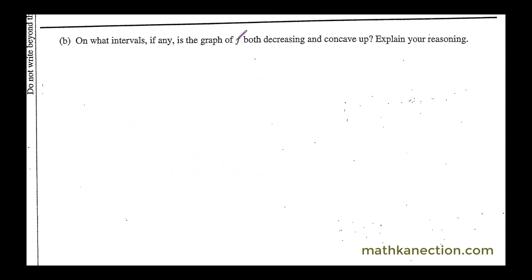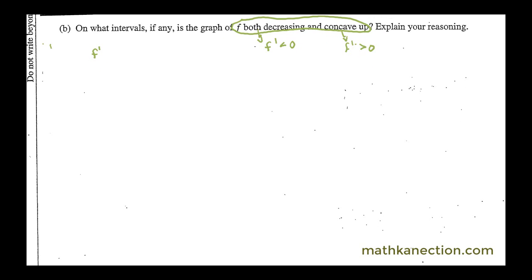In part B, we need to figure out when is f both decreasing and concave up. So f would be decreasing when f prime is going to be negative, and f would be concave up when f double prime is going to be positive. And we already figured out in part A that f prime was negative on the interval from 0 to 3.